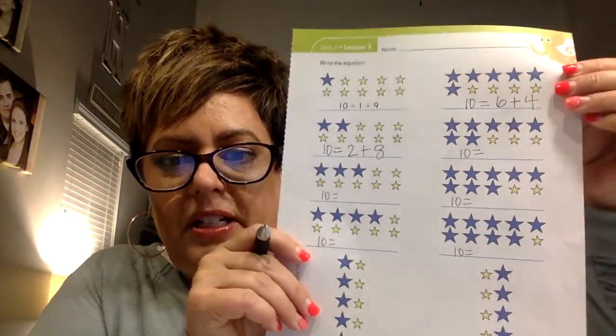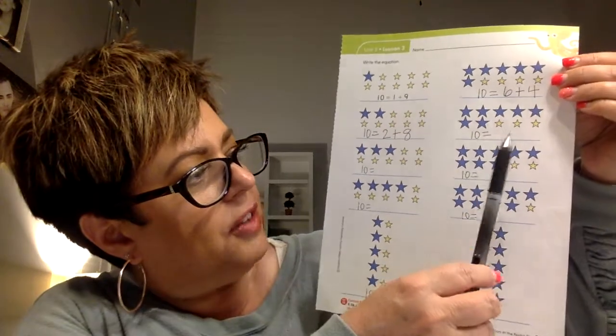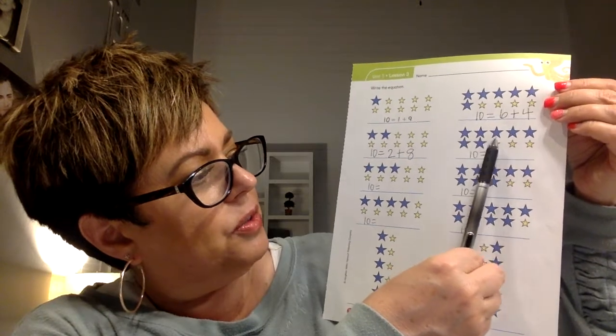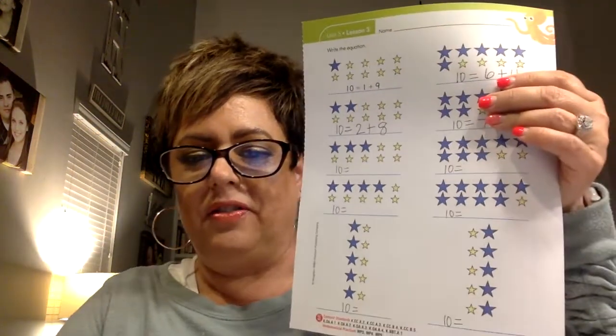And down on the bottom, your stars are going in vertical lines instead of horizontal lines. So go ahead and write 10 equals on each one of those blue lines. Then you're going to count the blue stars first. 1, 2, let's start right here. 1, 2, 3, 4, 5, 6, 7. There are 7 blue stars. So that picture is showing me 10 equals 7 blue stars plus 3 yellow stars. So I want you to finish that page all by yourself. Remember to leave your math pages in your math book.